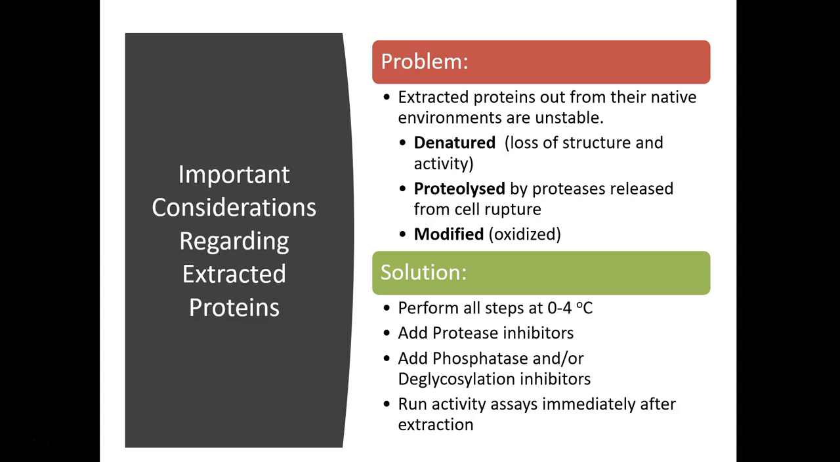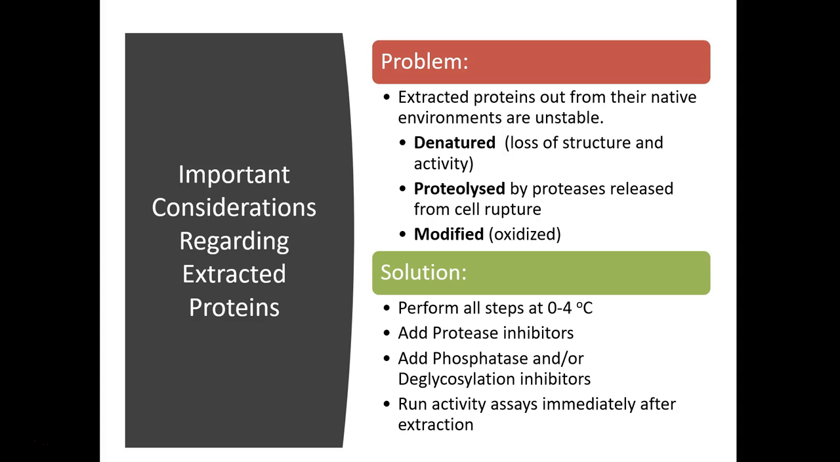So the biggest problem that we have when extracting proteins, there are actually three main problems, and they all stem from the same basic problem, which is that proteins are no longer stable once they are outside their native environment. So how do we protect that? How do we preserve that? We need to know what are these things that are making them unstable. The biggest issue is that they get denatured. They have a loss of structure and activity.